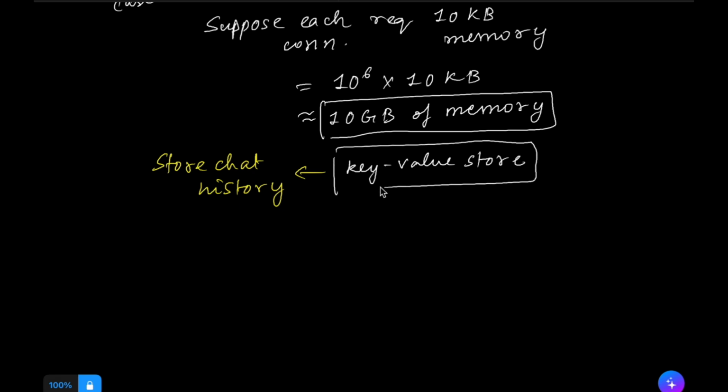So whenever a user who is offline comes back online, we can retrieve that chat and send it to the particular user.